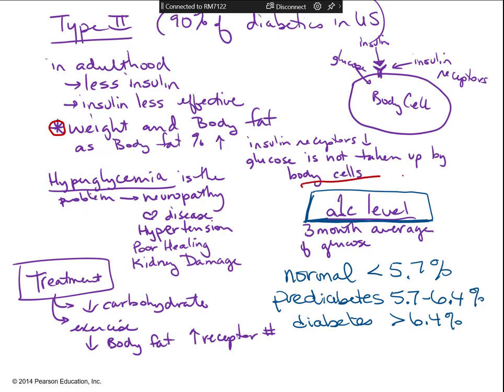So one way that they can diagnose you is they can look at what's called A1C. A1C is actually looking at a 3-month rolling average of your blood sugar.